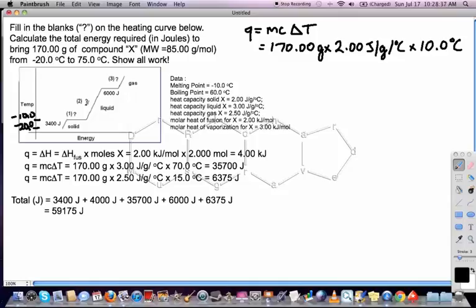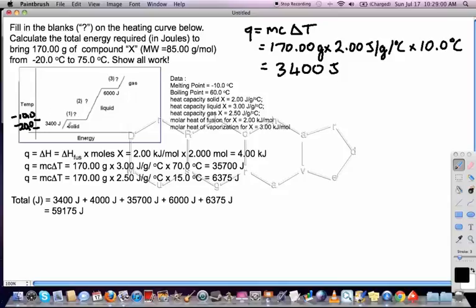I want to point out here that this value is not negative, it's a change. It's a change in temperature, and going from minus 20 to minus 10 is clearly going to be 10.0 degrees. So we do that and figure it out. It's going to come out to be 3400 joules. Alright, so that's the energy required. That's how we get the 3400 joules here.